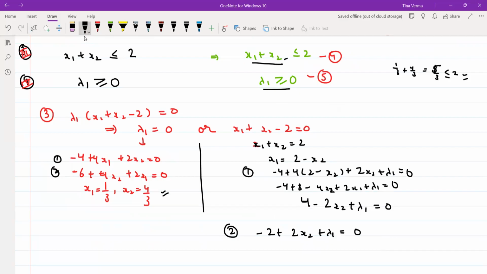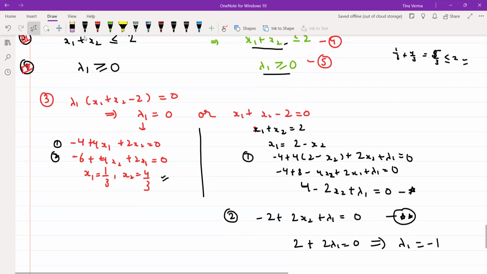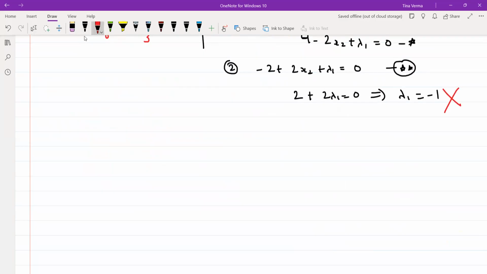So to solve this, because this has two equations in two variables, you can just add them. This is star and this is double star. If you add these conditions, x2 will be cancelled out. So you will have 4 minus 2, that is 2, plus 2 lambda 1 equal to 0, which will give me lambda 1 equal to minus 1, which I am not supposed to allow, because this will not satisfy the condition that my lambda 1 should be greater than or equal to 0. That means x1 plus x2 minus 2 is not giving me a solution.